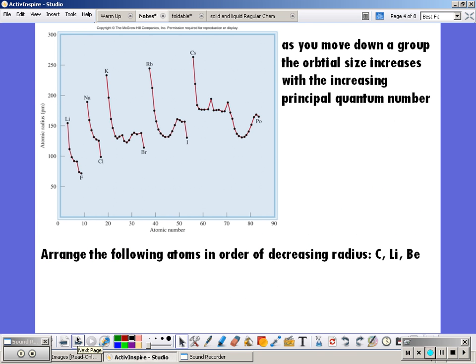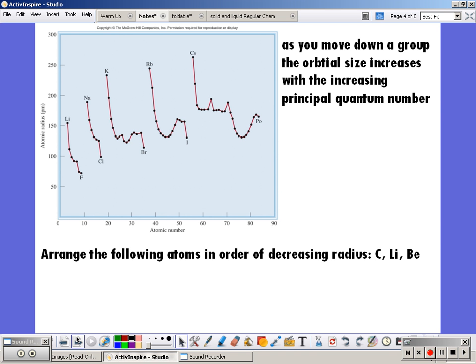Here's a graph of atomic radii, and if you look at the top points of each line, that would be our group 1. Notice that the group 1 element is always going higher than the previous one. As you move down a group, the orbital size increases with increasing the principal quantum number, or n.